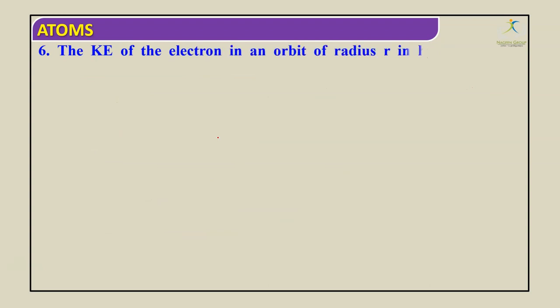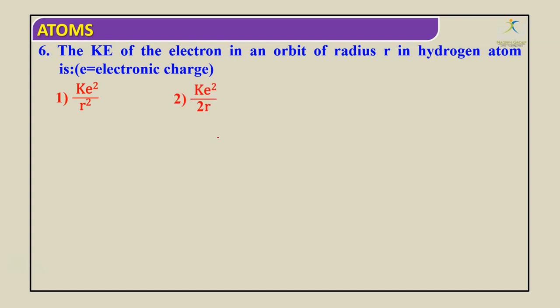Next, the kinetic energy of an electron in an orbit of radius r in a hydrogen atom is E equals to... The first option is k e square by r square. Second option is k e square by 2r. Third option is k e square by r. And the fourth option is k e square by 2r square.